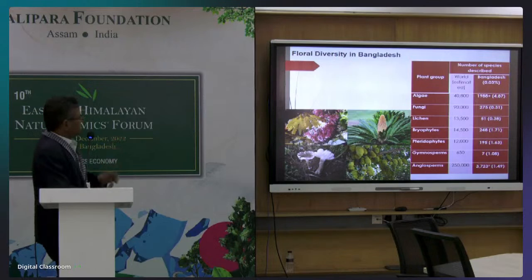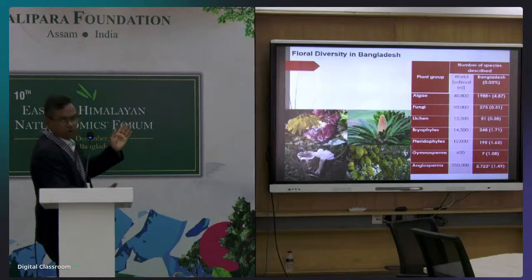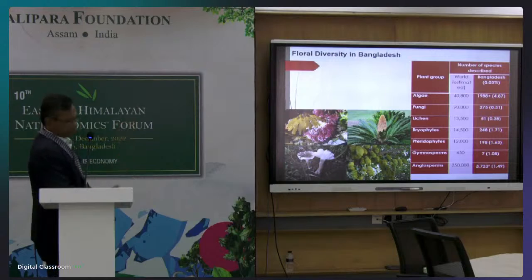And this is a graph that shows the number of species in plant groups, and on the right hand side you see the number of different plant species of different plant groups in the global picture. And we compared between the Bangladesh picture and the global picture.